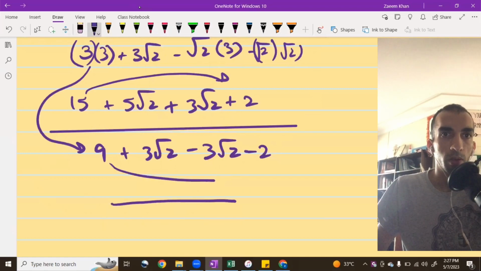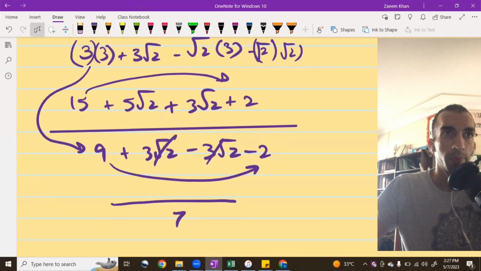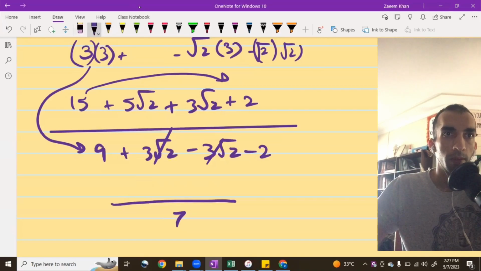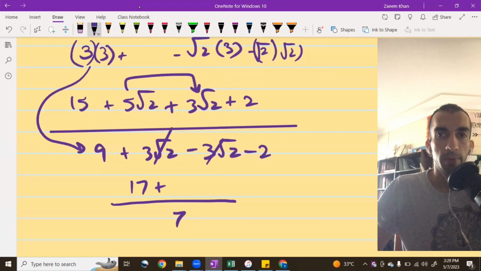So if we take away 2 from 9, what are we left with? 7. 7 in the denominator. Now what happens in the numerator? If we add 15 and 2, what do we get? 17. And if we add 5 and 3, what do we get? 8. Yeah. 8 square root of 2.